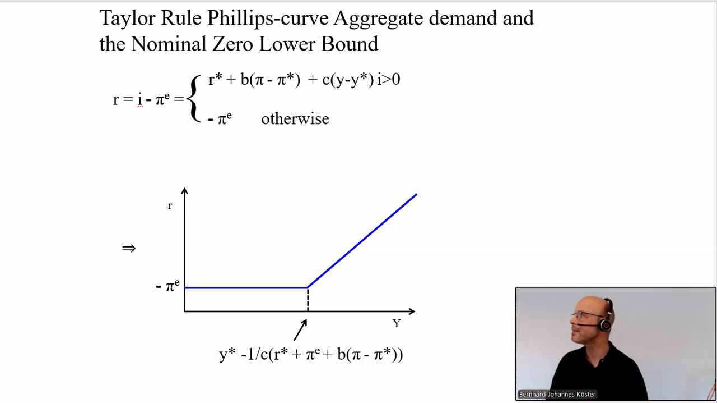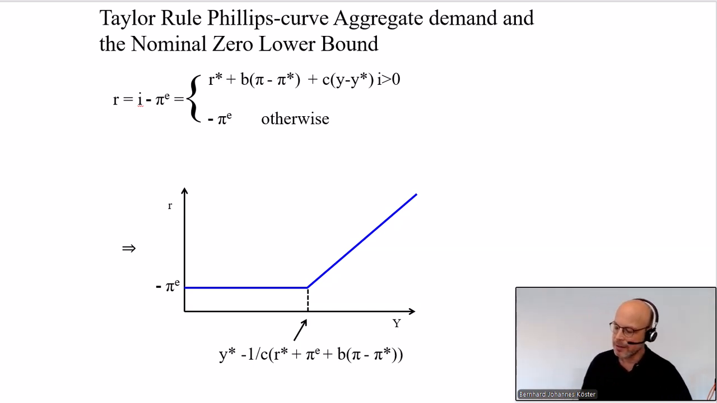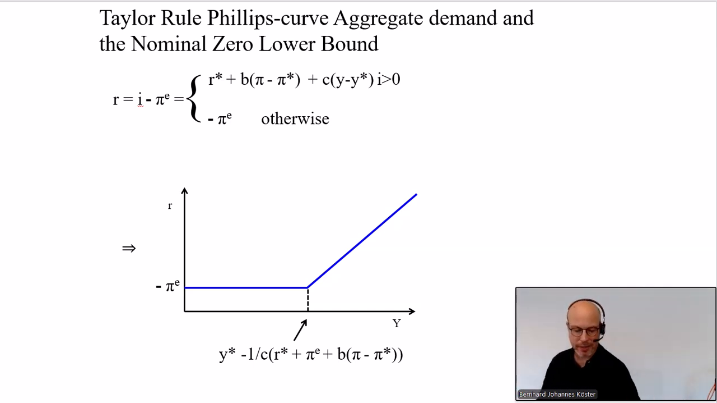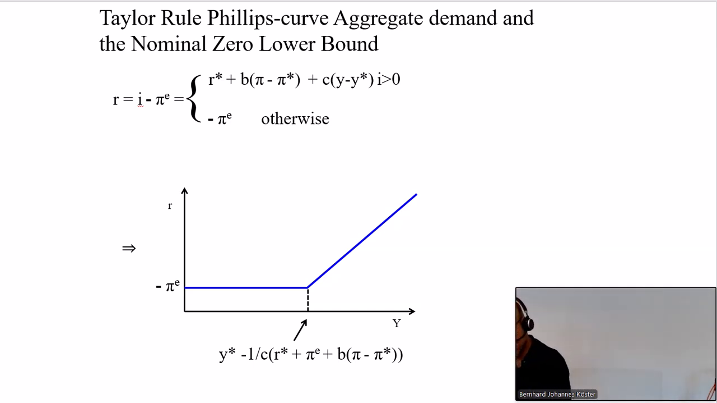Let's talk about the situation where we take these 10 years between the financial crisis and Corona, this special situation. What would be the impact within our model when we assume that we really have this nominal zero lower bound, that we cannot go below zero with our nominal interest rate?